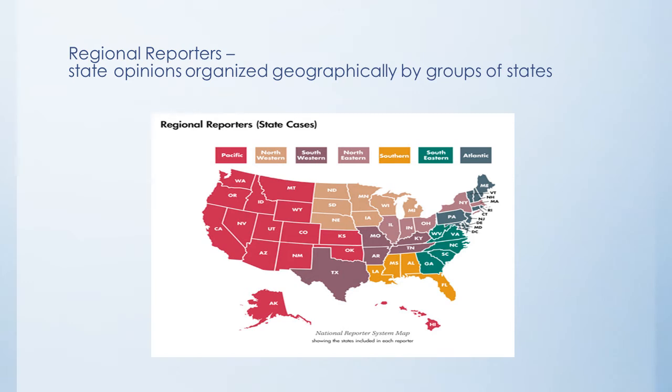So each system may publish their own cases. Think of the US Supreme Court again. There's a reporter that only publishes SCOTUS decisions. Same thing with Michigan. There's a reporter that publishes only Michigan Supreme Court decisions.